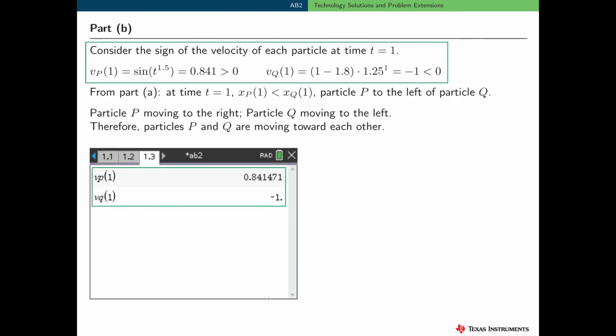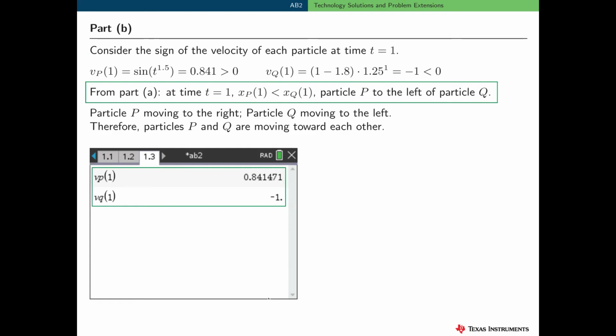In Part B, we need to consider the sign of the velocity of each particle at time t equal 1 in order to determine the direction of movement of each particle. So, using technology, I found the actual values for v sub p of 1 and v sub q of 1. And this tells me that particle p is moving to the right and particle q is moving to the left at time t equal 1.